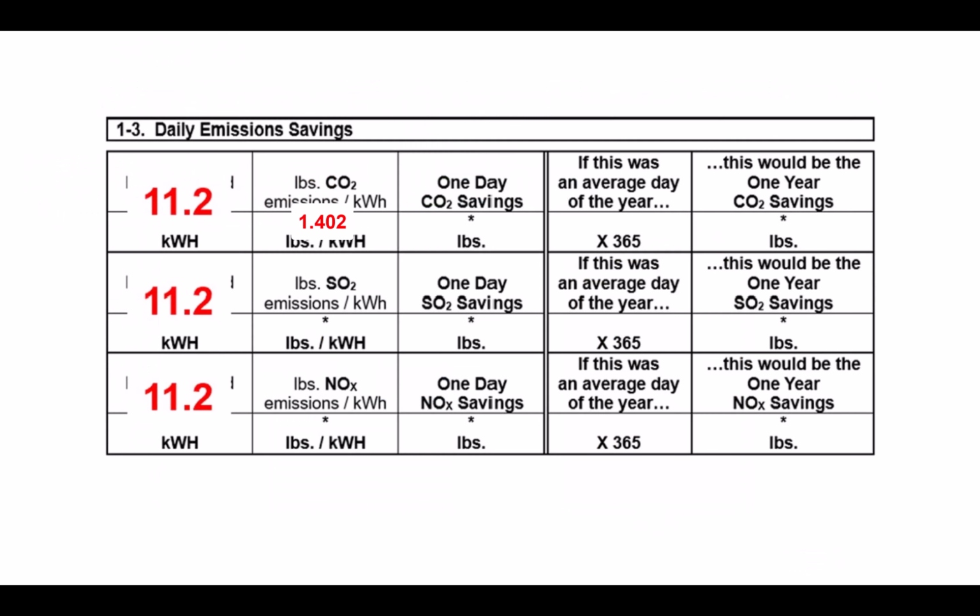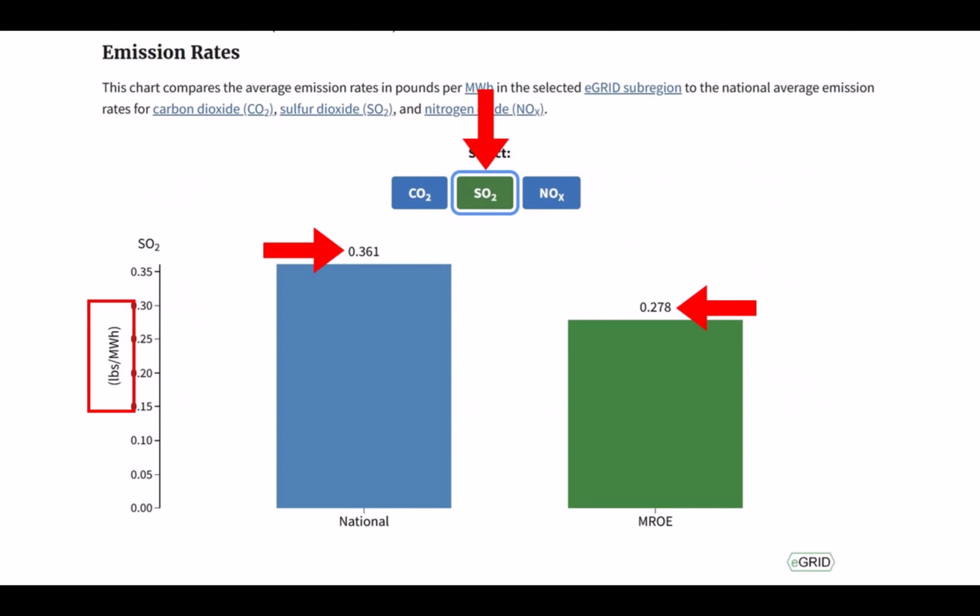Enter the quotient into your table. Then multiply to get the pounds of CO2 emissions saved by your solar PV array from going into the air yesterday, and enter it into your data table. Now click on or select SO2.